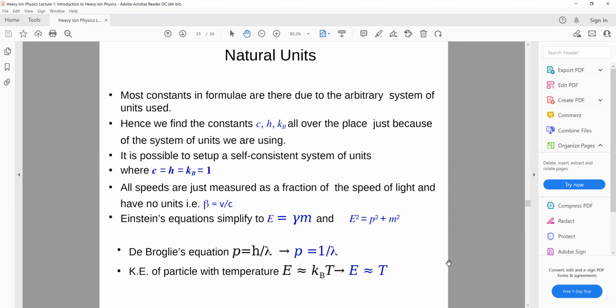Similarly, de Broglie's wavelength, instead of p equal to h over lambda, you just write p equal to 1 by lambda. Or the kinetic energy of a particle becomes equal to the temperature, because if the kinetic energy of a particle becomes equal to the thermal energy, you write E of the order of kBT. Okay, but since you set kB equal to 1, your energy and temperature have the same dimension. So E and T are the same.